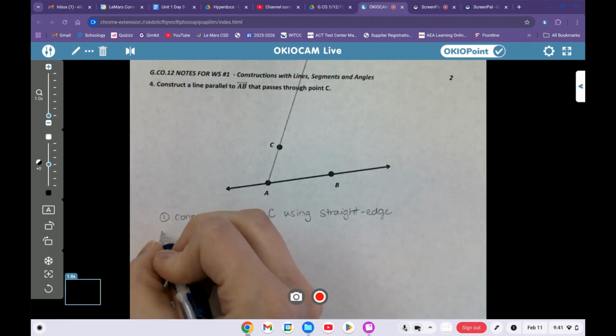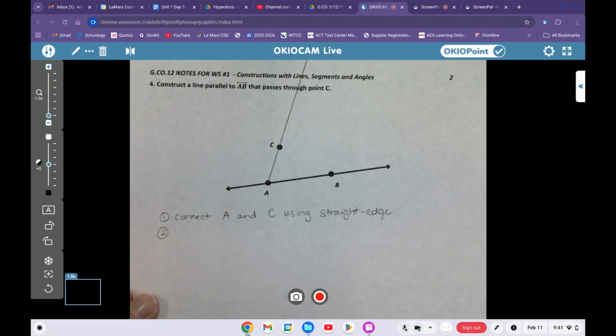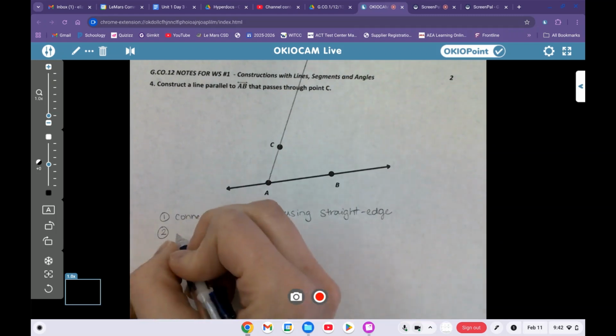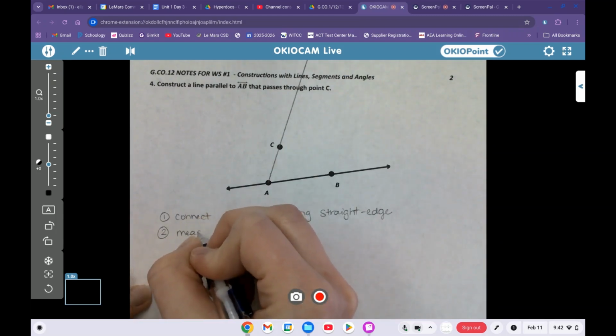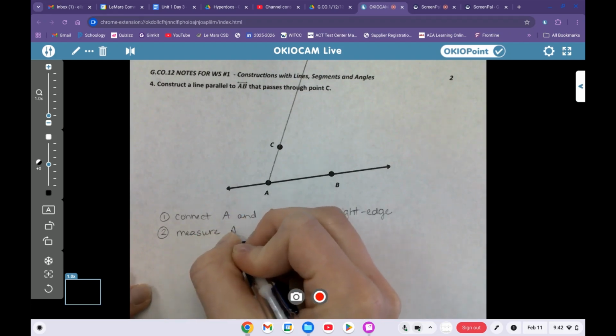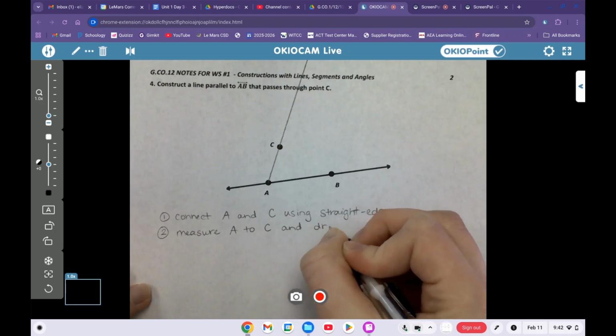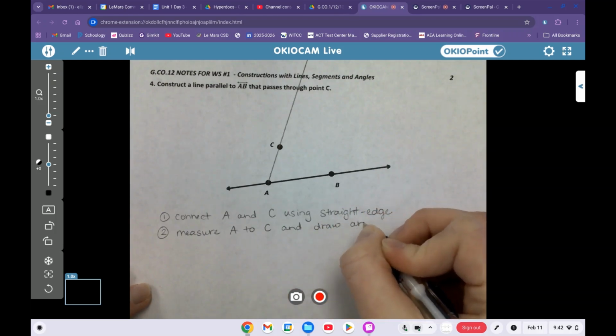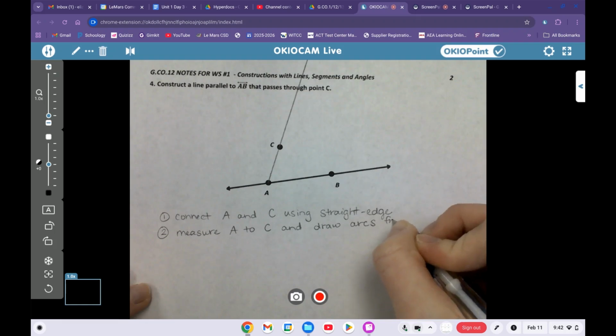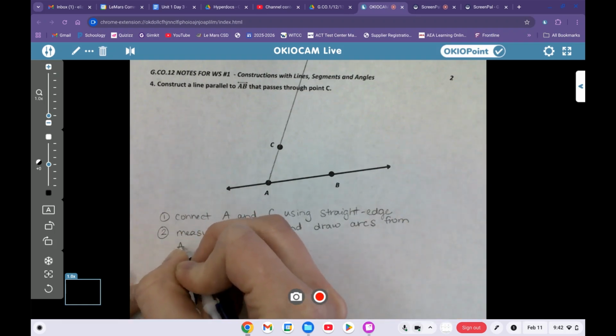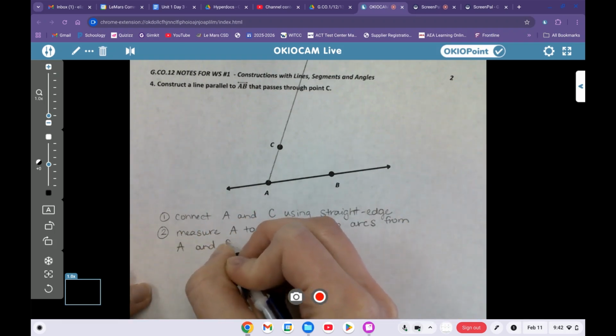All right, now we're going to go into that construction that we did yesterday. Remember when we were copying an angle that we measured one of the sides of the angle? We're going to do that again today. So I'm going to measure A to C, and I'm going to draw an arc. So I'm actually going to draw two. I'm going to draw arcs from A and C.